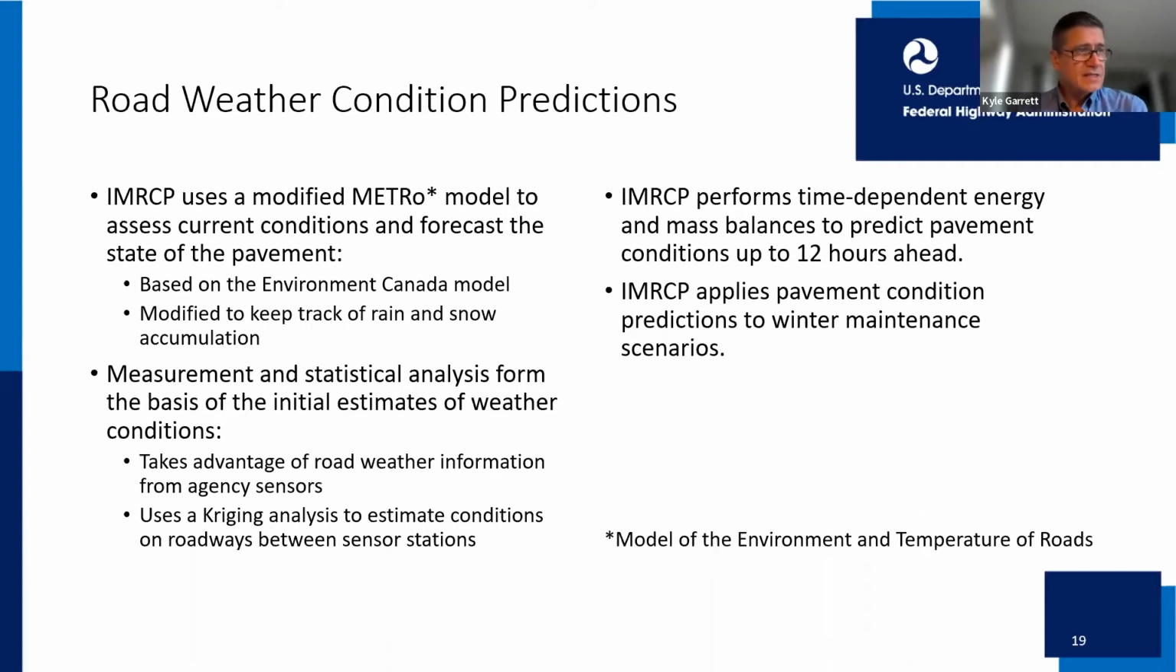We use a kriging analysis to estimate conditions on roadways between the sensor stations. In the northern states where winter conditions are prominent, we get very, very good representations of the initial conditions. IMRCP then performs all of these Metro time-dependent energy and mass balance computations and currently predicts pavement conditions out to 12 hours ahead. That could be extended and probably will be in the next phase. IMRCP then applies those pavement condition predictions, or they can be used, to apply them to winter maintenance scenarios. Next slide.